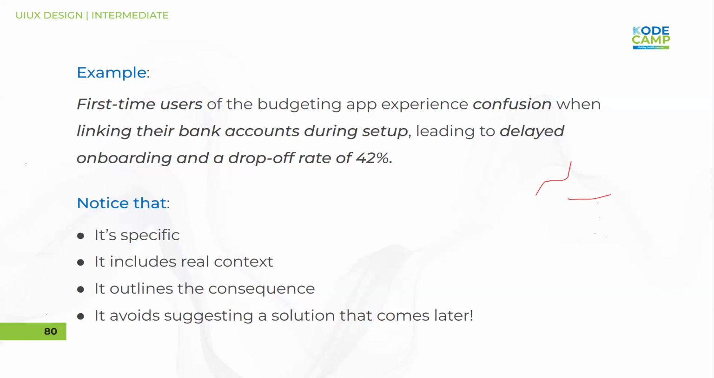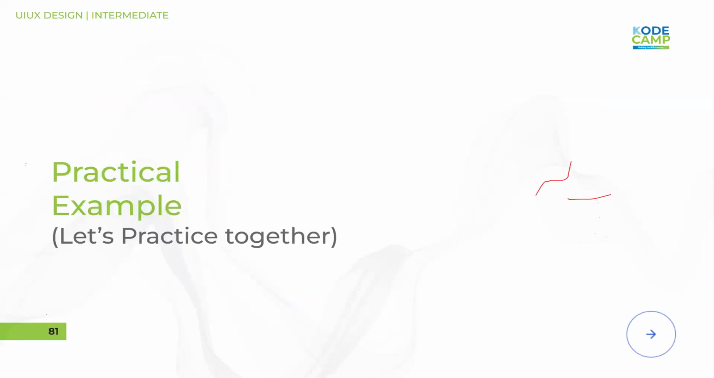So why are we trying to solve this? You see, it has outlined the consequences of the fact that users were not able to link their bank account while trying to set up their banking app or their budgeting app experience. You can also look at the example and see that it avoids suggesting a solution, which comes later. It did not suggest one. Already looking at this, you know what the problem is. Now let's practice this together.